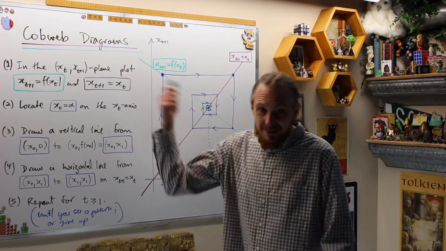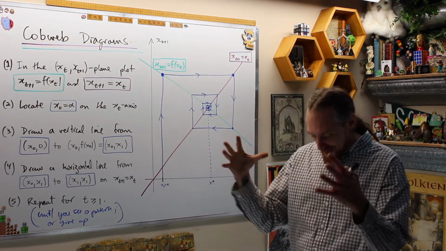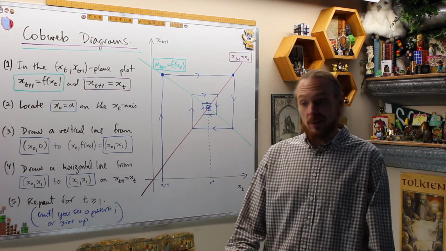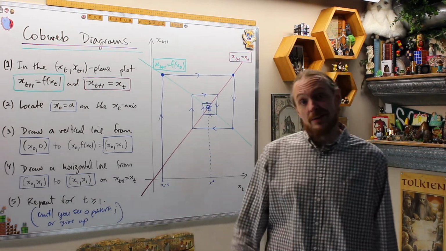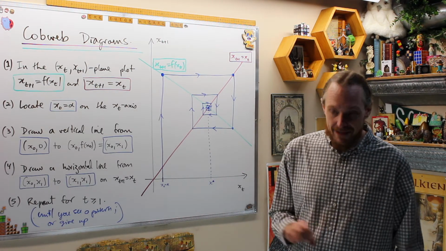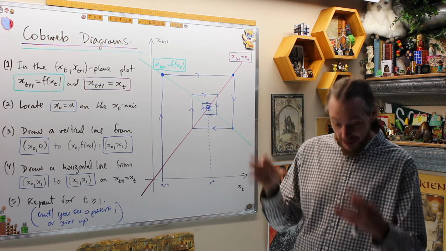All right, cobweb diagrams. Before we do this, we'll give the rigorous definition of what asymptotically stable or globally asymptotically stable or unstable equilibria are. But for now, what we're going to do is get the intuitive idea of how to see this with these cobweb diagrams and a pictorial representation.